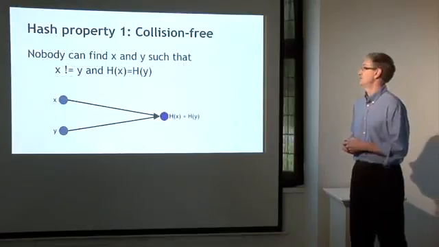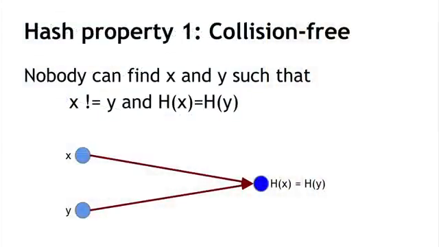So first, collision-free. The first property that we need from a cryptographic hash function is that it's collision-free. And what that means is that nobody can find values x and y such that x and y are different, and yet the hash of x is equal to the hash of y. If we look at the operation of the function as depicted by one of these red arrows, here's x and h of x, and here's y and h of y, then nobody can find a situation like this, that you have an x and y that are separate, and yet when you hash them, they hash to the same value.